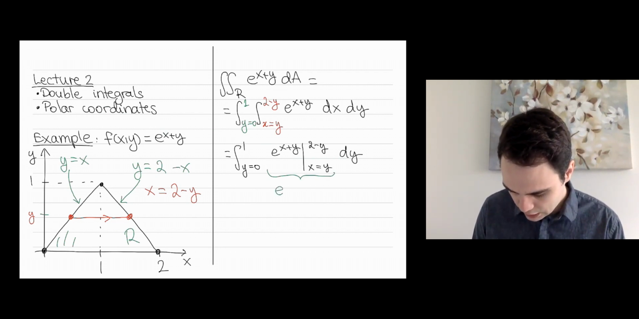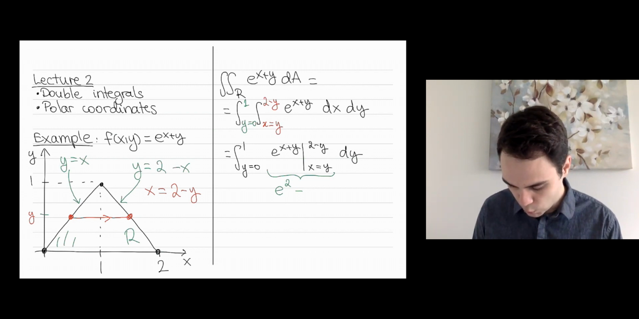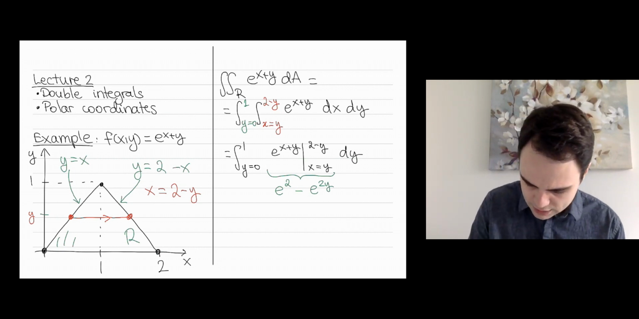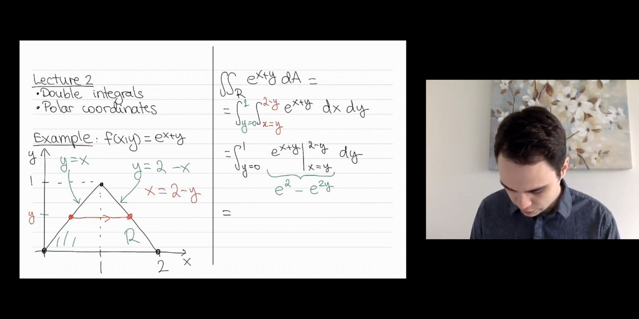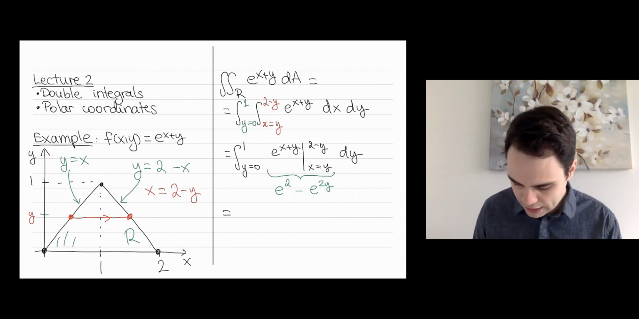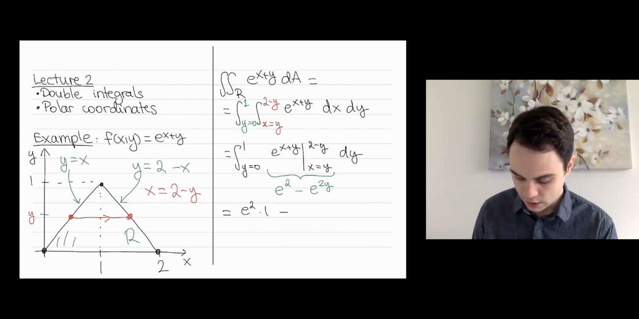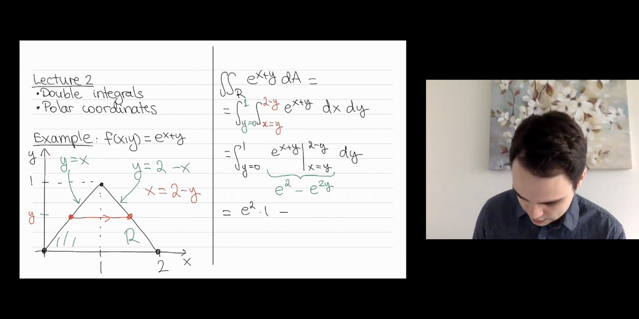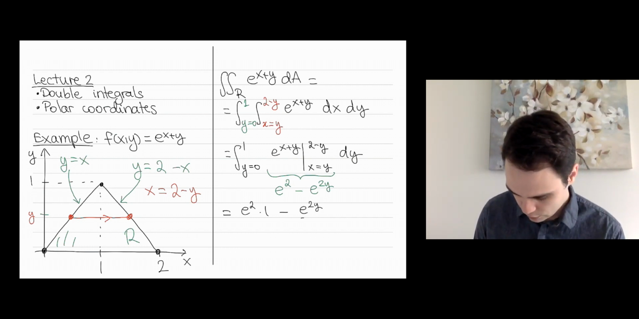This is really e to the, so first we substitute 2 minus y in place of x, that's e to the 2 minus y plus y, which is e squared, and then we substitute y in place of x, e to the 2y. Like that. So the integral from 0 to 1 of e squared dy, that's just e squared times 1, minus the integral of e to the 2y dy, that's e to the 2y over 2, right?